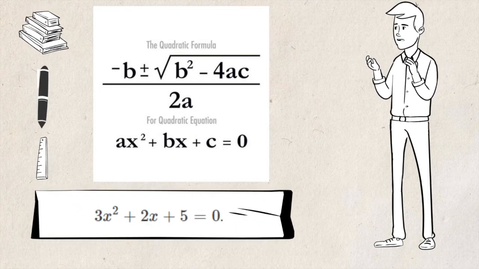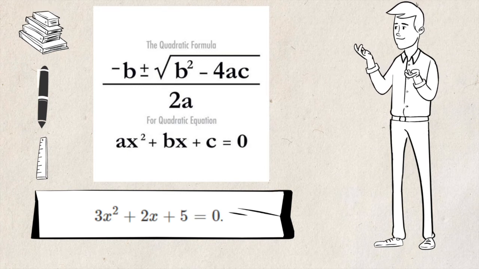For example, 3x squared plus 2x plus 5. This equation is in standard form already, so it's easy for us to identify a, b, and c. So for this equation, a is 3, b is 2, and c is 5. And to solve for x, we simply plug those numbers into the variables and calculate.